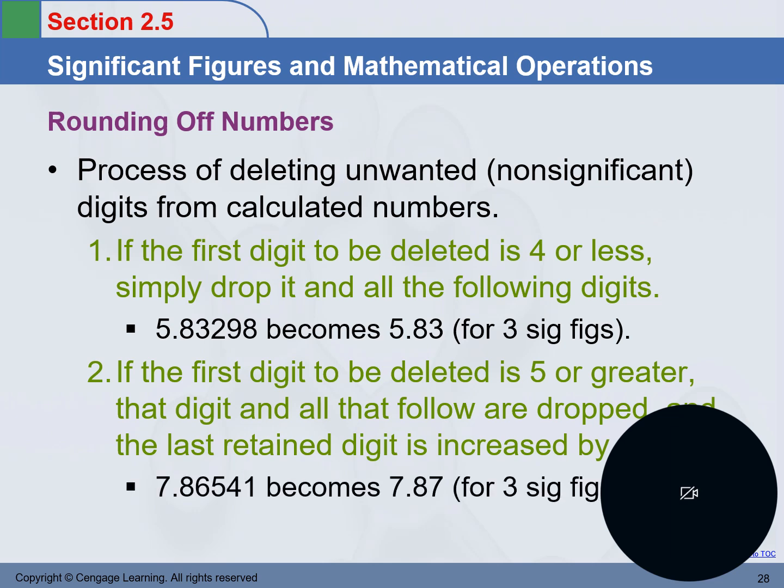So if we were looking at this for 3 significant figures, notice the 4th one is a 5. It's big enough to make us round the 6 up to a 7, and thus giving us our answer of 7.87.